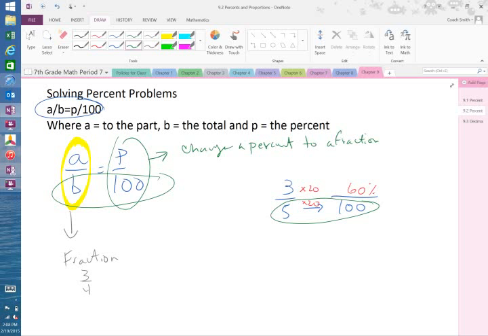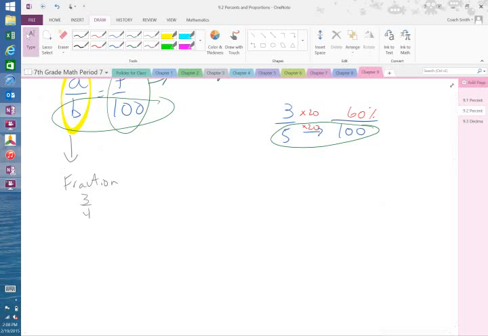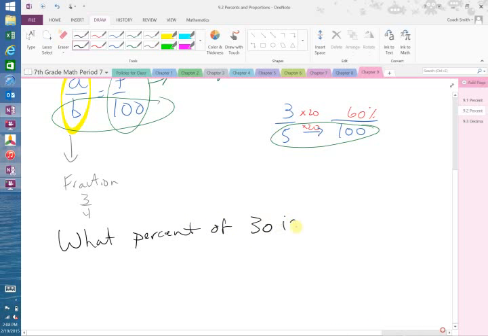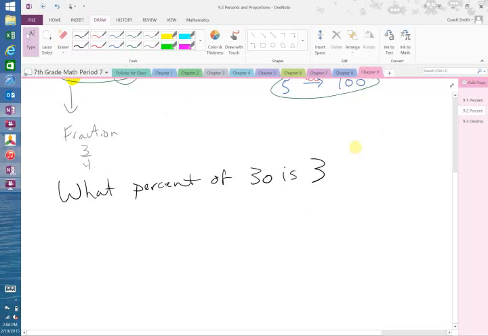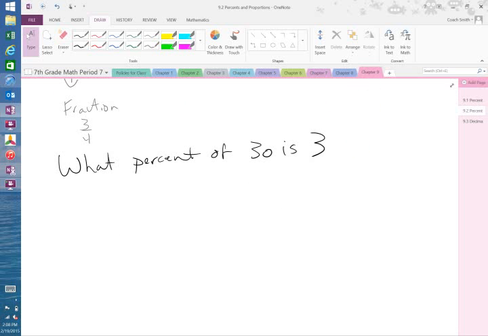What we're going to talk about today is a word sentence. You wrote down number 15. Let me write it down. Number 15 says, what percent of 30 is 3? Here's what they've done. They've made this a little bit more complicated because they put it in words. But all they want to know is what is 3 over 30 as a percent. They want to know what is 3 out of 30 as a percent. That's what this problem is.